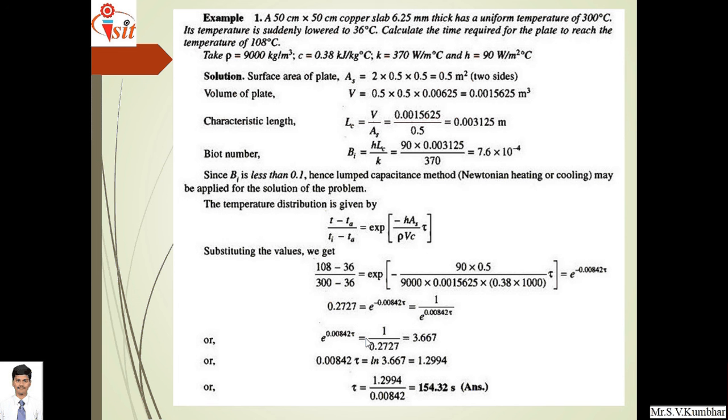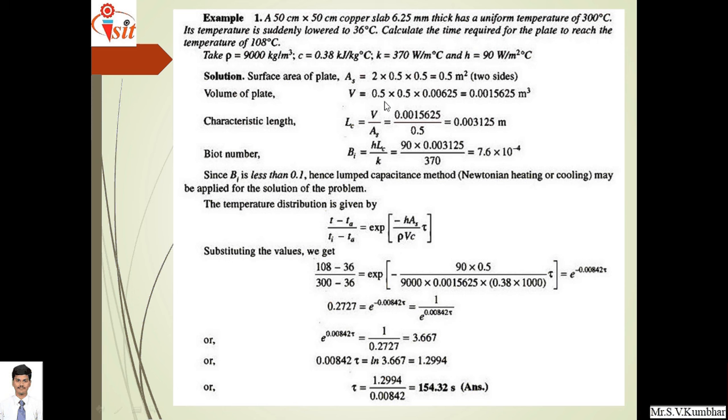So try to write down the given data. The surface area of the plate: its area is specified here as 50 centimeter by 50 centimeter. So the surface area is 0.5 into 0.5 multiplied by 2, considering two sides, which will be 0.5 meter square. This step is very important, because if you take 50 by 50 only, it will not work, because heat will enter through one side of the slab and it will reject from the other side. That's why it has to be multiplied by 2.